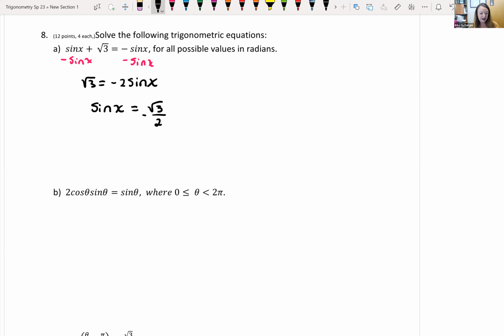So let's ignore the negative for a second, and let's just think about the angle x in the first quadrant. Sine of what angle gives us back positive root 3 over 2? Well, that would be 60 degrees or pi thirds. And so I know my reference angle is pi thirds.